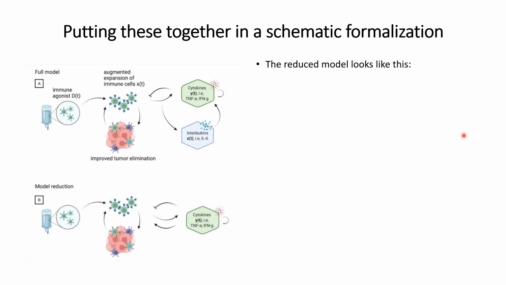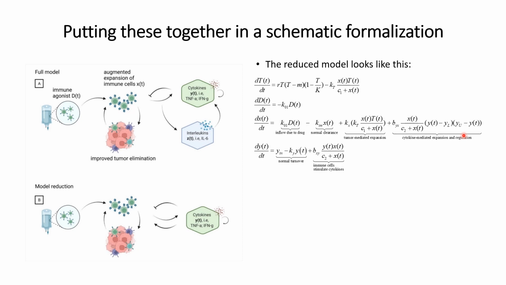So the mathematical formalization of this looks as follows. You have your tumor, dT/dt. It grows logistically up to carrying capacity K. There is some Allee effect term here. And it can be killed by immune cells, X(t). They cannot kill infinitely, so you have this saturation term. There is a drug inflow term, a very simple formalization of it, but sufficient for our purposes.